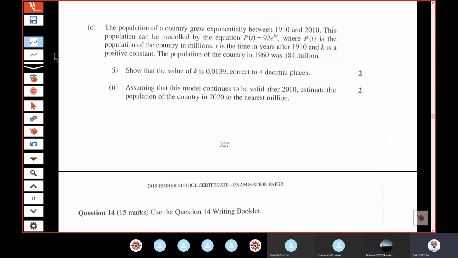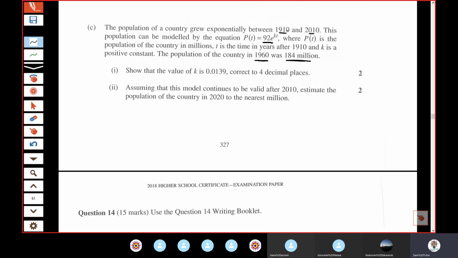All right, here we go. The population of a country grew exponentially between 1910 and 2010. This population is modeled by this, where the population is in millions. T is the time in years after 1910, and K is a positive constant. The population of the country in 1960 was 184 million. Show that the value of K is this.